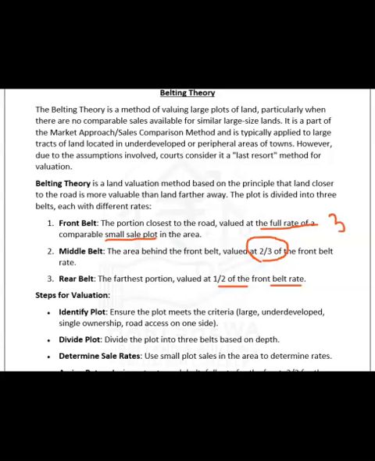If this value is 300 rupees per square feet, then this plot value will be 2 by 3 into 300, means 200 rupees per square feet. This middle belt will be 200 rupees per square feet. And the last belt rate, which is the half, will be 150 rupees per square feet.